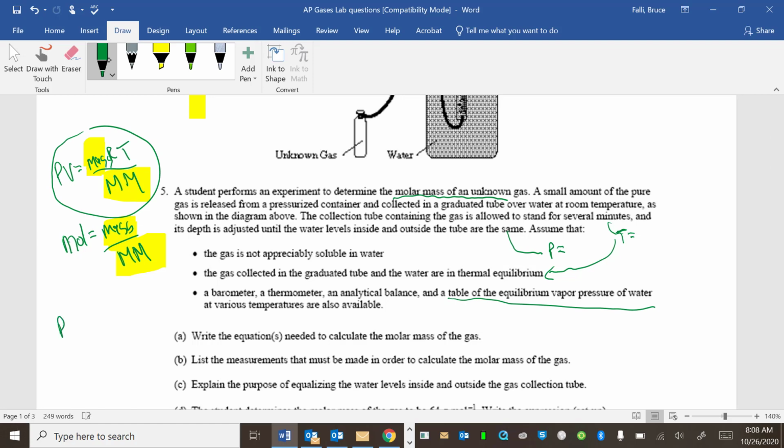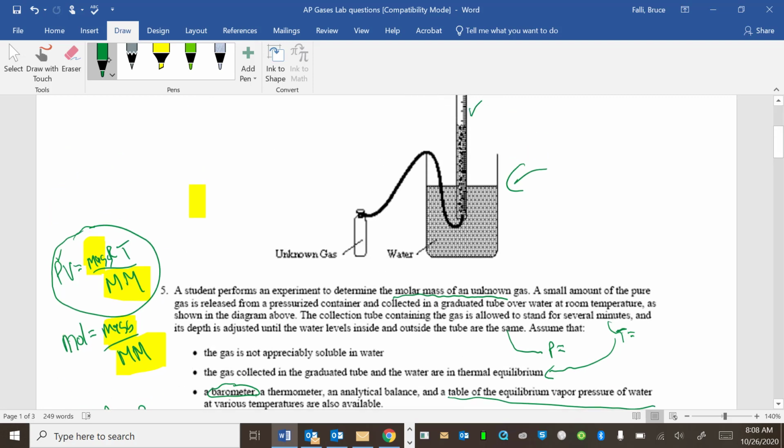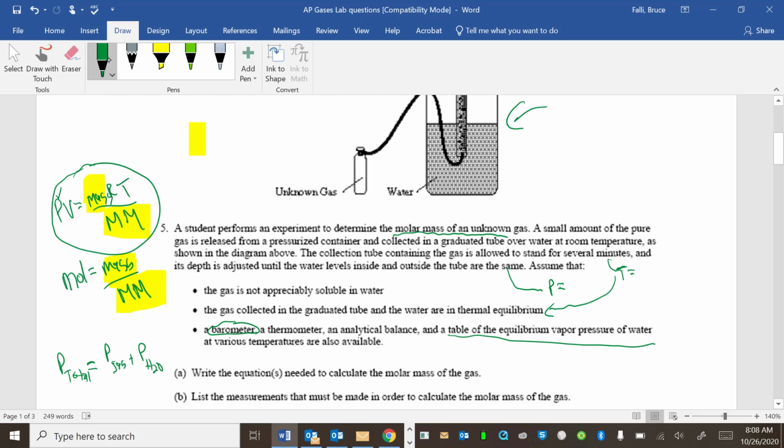The other one is the pressure total equals the pressure of the gas plus the pressure of H2O, because those are the two things in there. To make sure I have everything, I use what I call my mama equation. Do I need to do anything to get pressure? Nope, that comes right from a barometer. Do I need anything to get volume? No, volume comes right from my graduated tube. Do I need anything for R? That's a constant. Temperature is the same. Molar mass is what I'm calculating.